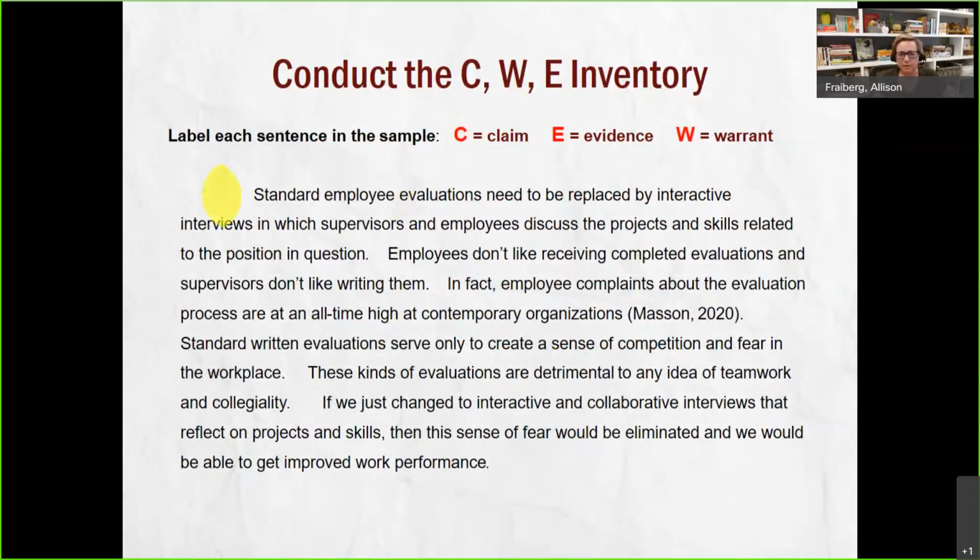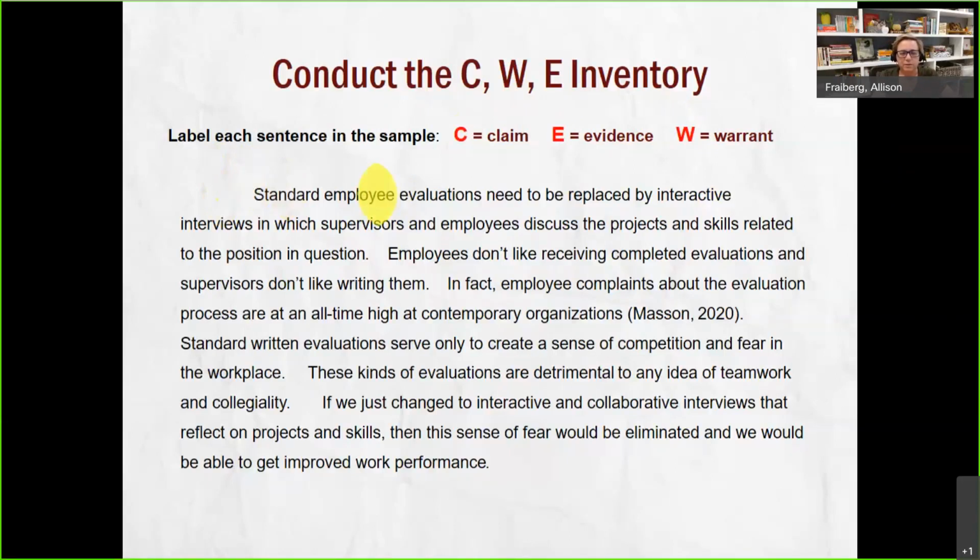I've written all these paragraphs that we're going to use. You can then take this technique and examine your own writing. Okay, I'm going to read the sentence and we're going to figure out if it's a claim, piece of evidence, or a warrant.